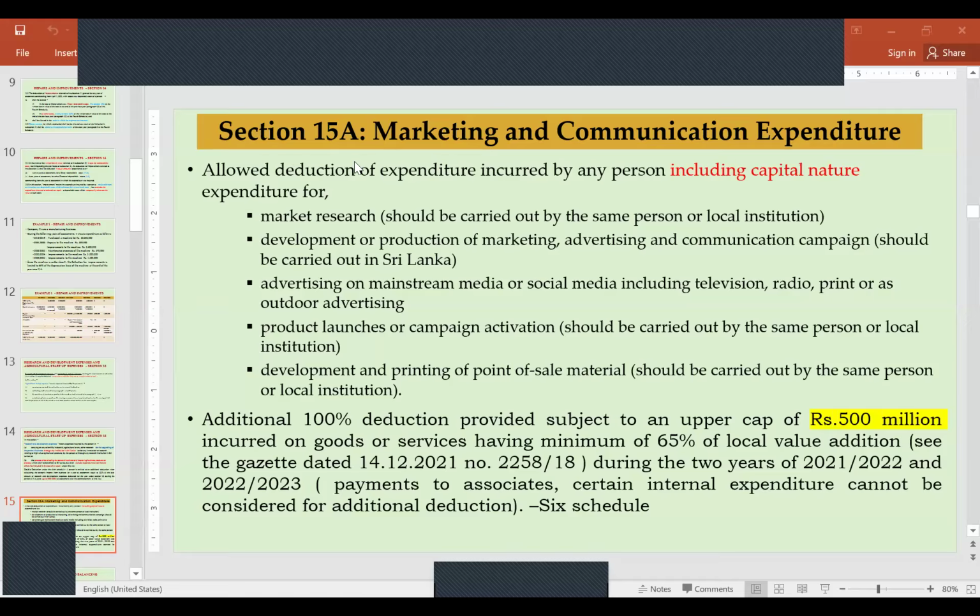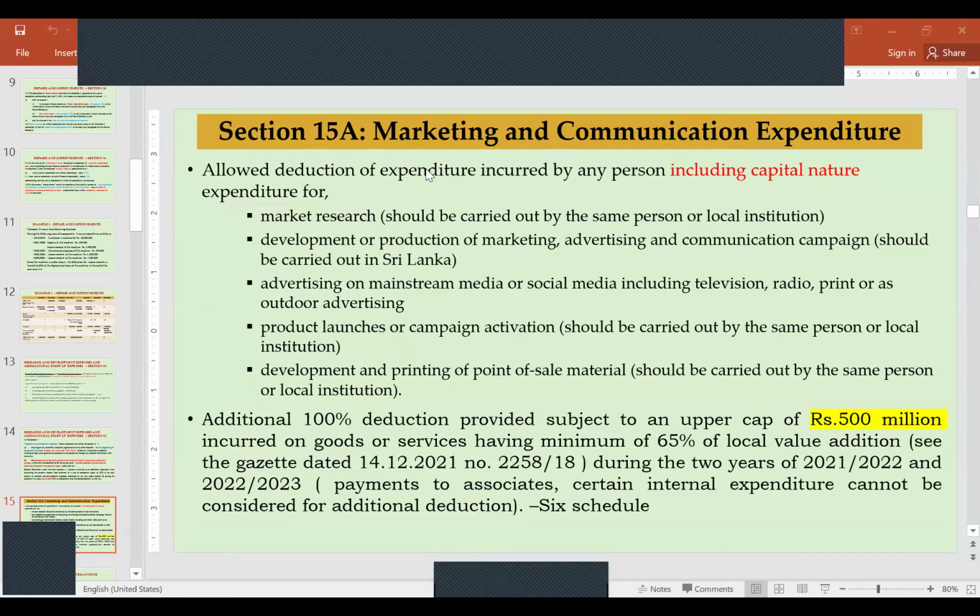Prior to the inclusion of this provision, we applied only section 11, that means the main deduction rule. So what is the difference between the main deduction rule and the specific deduction rule? That is the capital nature deduction. If we applied section 11 for marketing and communication, that means prior to 2021, we couldn't deduct capital nature expenditure because it was not allowed. So we included section 15A for marketing and communication expenses, because prior to this new section there were some limitations for the deduction of advertising and all other similar expenditure. But since we included the new section, which allows deduction of capital nature expenditure, we can deduct not only revenue nature but capital nature expenses also under section 15A.